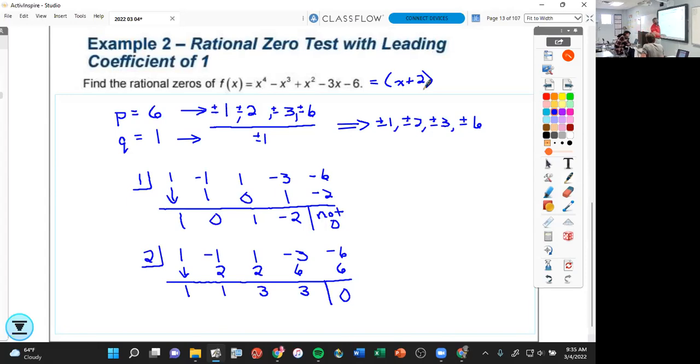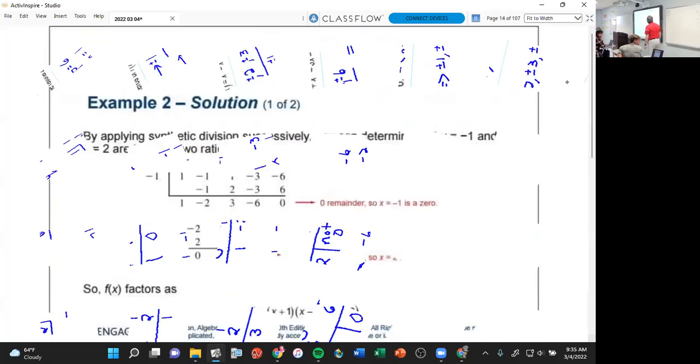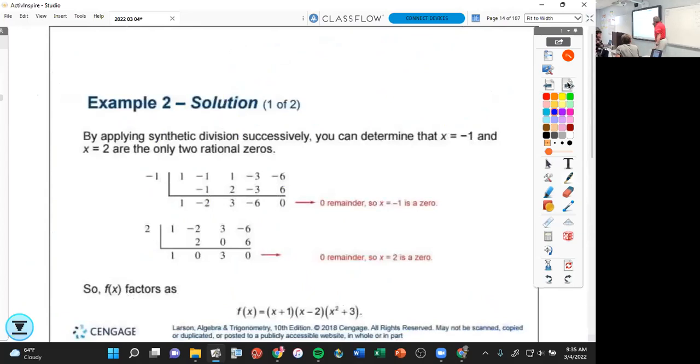All right, moving on. They tried -1. -1 did work. Here's what I'm talking about now. They tried -1 first. They got -1 to work. They then tried 2, but notice they used the new polynomial here instead of going up to the original. Obviously, if it's going to work in the new one, it's going to work in the old one. And so they found out that 2 works.